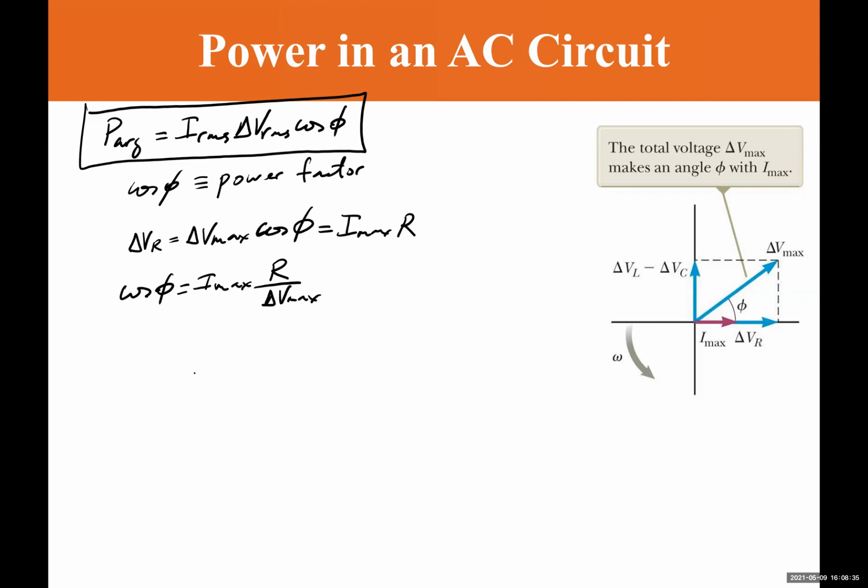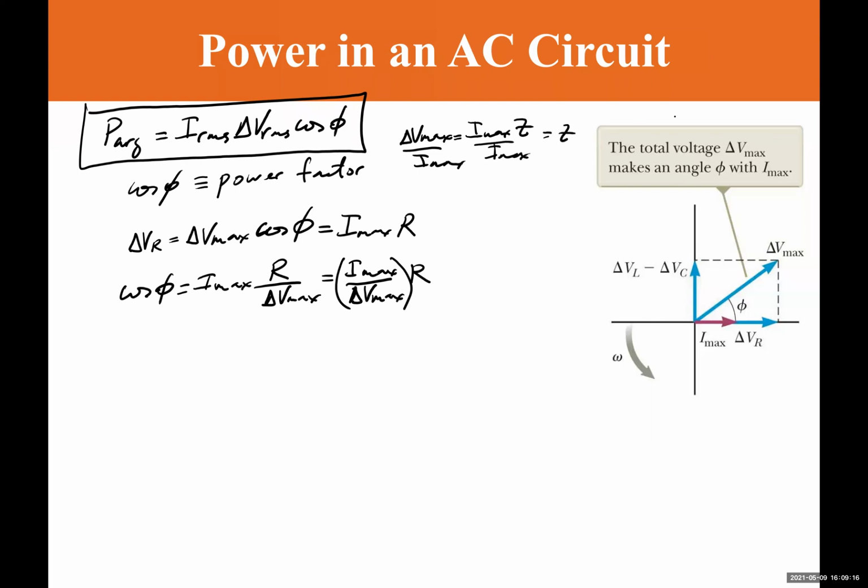Now from here, I can rewrite this as I max over delta V max times the resistance. And then we can identify this as technically the inverse of the impedance. Because remember, the impedance here is defined by delta V max equals I max times the impedance. So if I rewrite this, basically taking the inverse of both sides and dividing by I max.